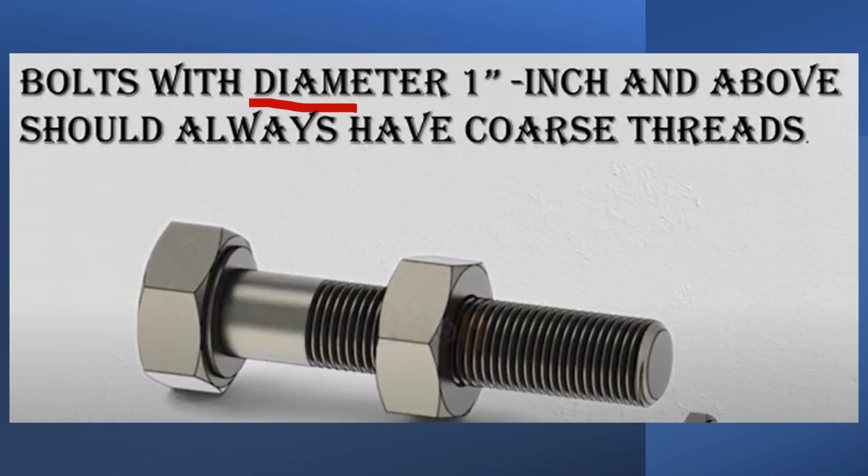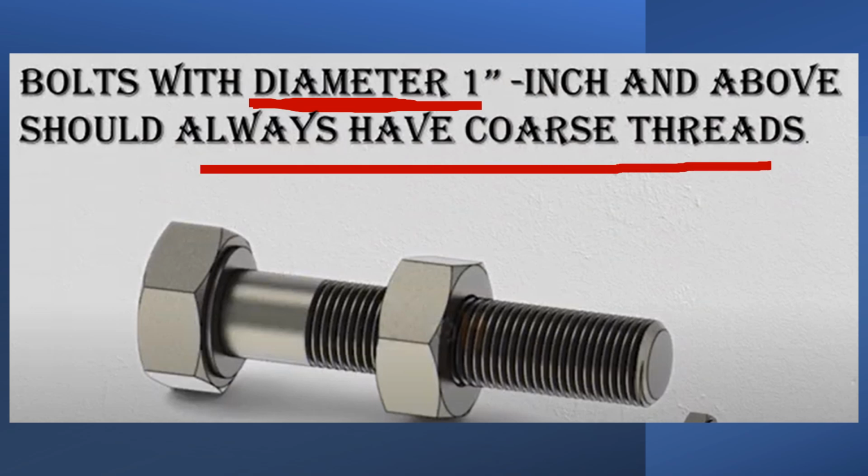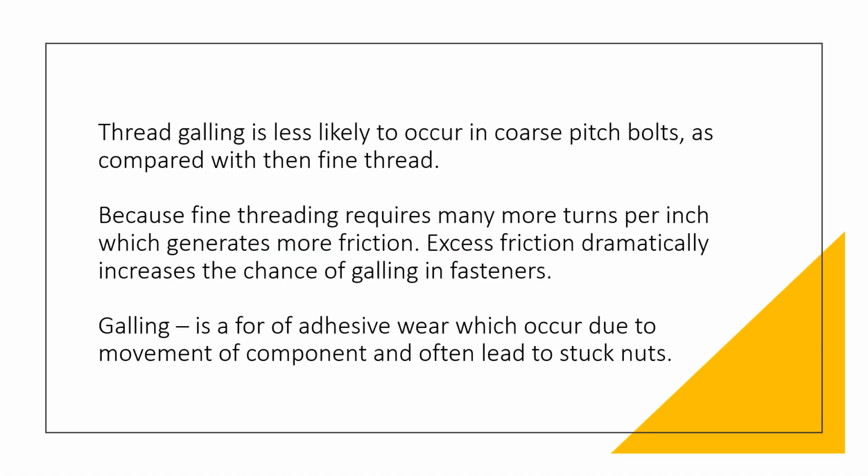A bolt with diameter 1 inch, which you have to remember, a bolt with diameter 1 inch and above should always have coarse threads. So usually it is preferable to have coarse threads when the bolt diameter is 1 inch and above. Another term is coming. Thread galling is less likely to occur in coarse pitch bolts as compared to fine threads.